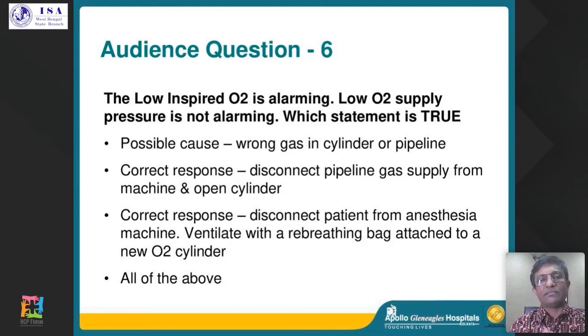The possible cause is because of a wrong gas in a cylinder or the pipeline. One of the correct responses would be to disconnect the pipeline gas supply from the machine and then open the cylinder and continue. The correct response can be disconnect the patient from the anesthesia machine, ventilate with a rebreathing bag attached to a new oxygen cylinder. Or are all the above statements correct?